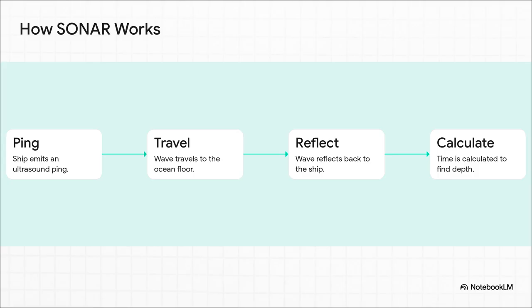First, a ship on the surface emits a high-powered ultrasound ping directly downward. Next, that longitudinal wave travels steadily through the dense medium of water, all the way to the ocean floor. Then, the wave hits the solid bottom and reflects right back up to the ship. Finally, onboard computers track the exact time it took for that round trip. Since we know the precise speed of sound in water, we can use that time to calculate the exact depth.